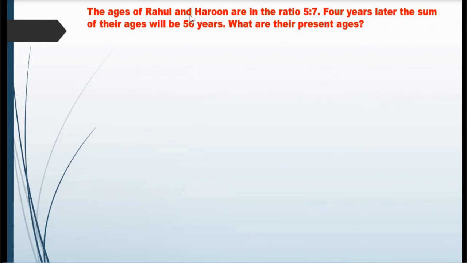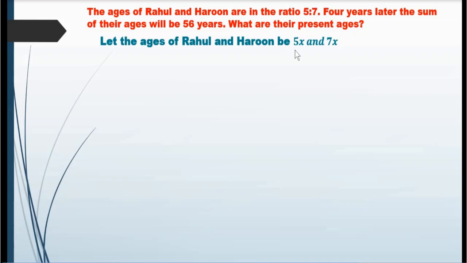The ages of Rahul and Harun are in the ratio 5:7. 4 years later, the sum of their ages will be 56 years. What are their present ages? Take the present ages to be 5x and 7x. Now, why 5x and 7x? Because the ratio is already given in the question.